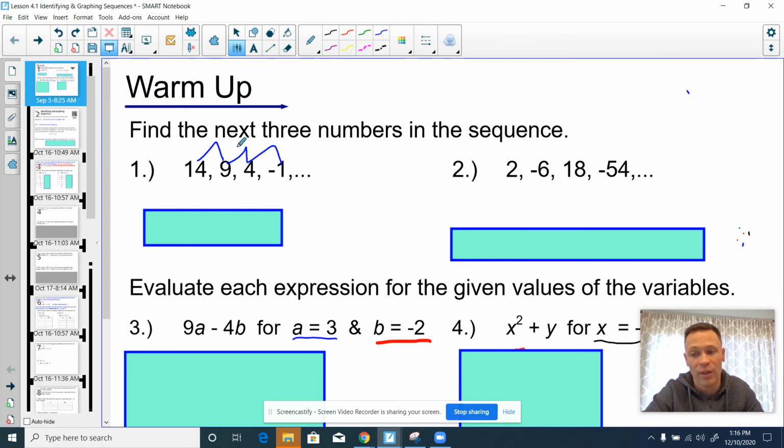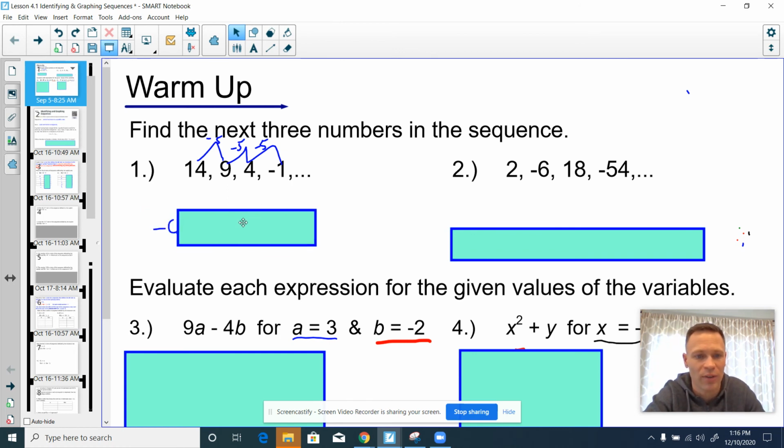We have to figure out what the difference is, or what's trying to make that work, right? So what I've noticed is that it's going down by the same amount each time. If I take 14 and I subtract 5, then I get 9. If I take 9 and subtract 5, I get 4. 4 subtract 5, I get -1. And so that's what I'm doing. So I have to continue to subtract 5, right?